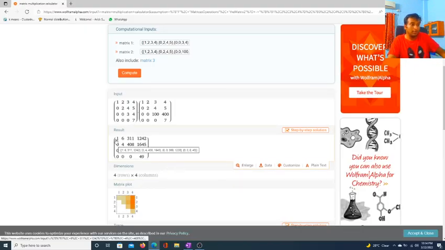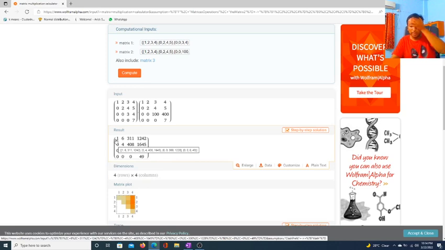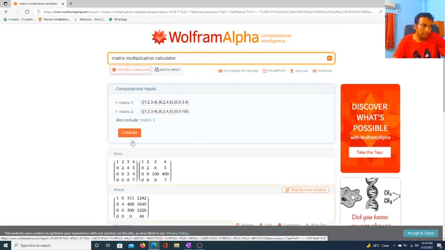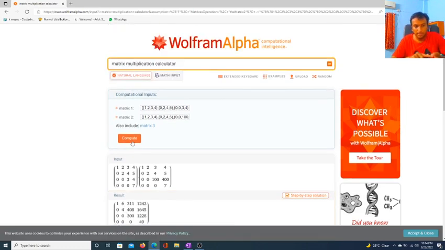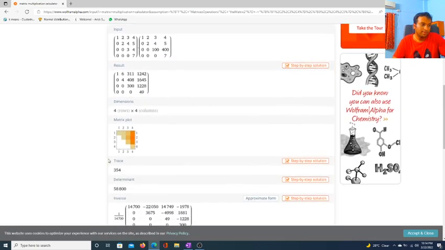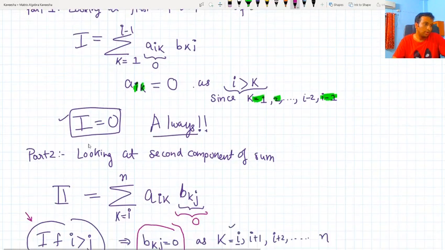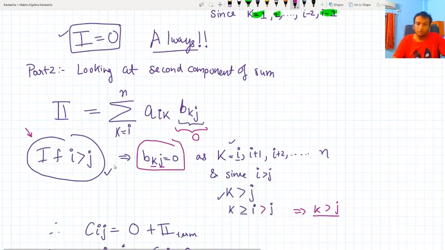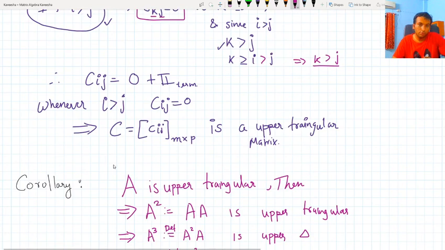Even for any natural number you take, if you take a 1000 by 1000 matrix and multiply it by a 1000 by 1000 matrix, you will always get an upper triangular matrix. When you multiply two upper triangular matrices, even if they are 5 by 5, 6 by 6, or 100 by 100, you'll always get an upper triangular matrix. Okay. So given that we have proved this result, what more follows from it?